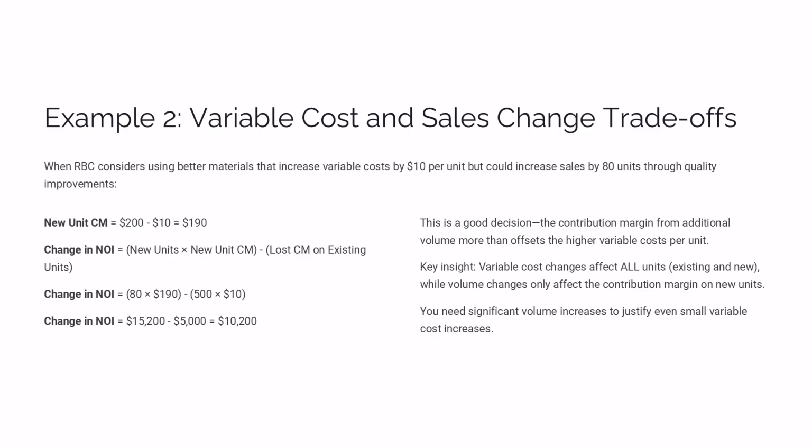This is exactly the decision Apple makes every year with the iPhone. They could use cheaper components to reduce variable costs, but they know that maintaining quality drives volume, and the contribution margin from additional volume more than offsets the higher variable cost per unit, which is why the iPhone generates more profit than the next 5 smartphone makers combined.